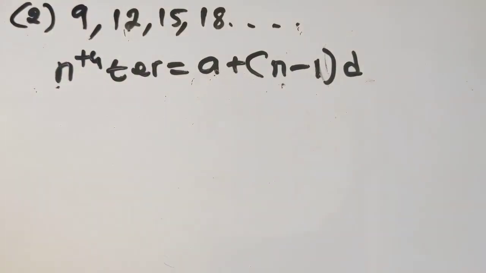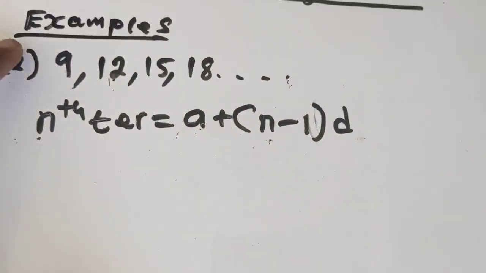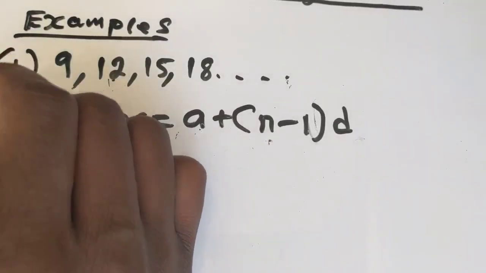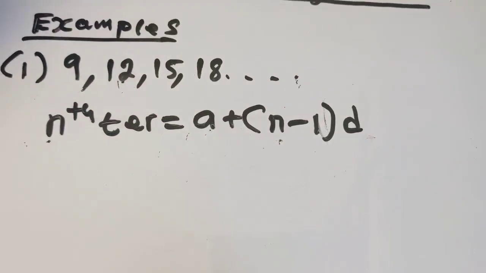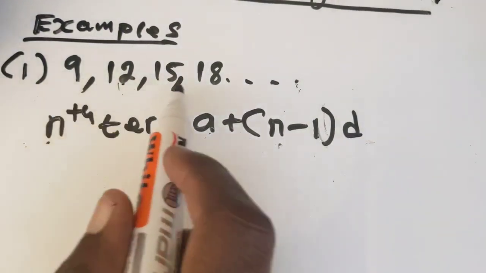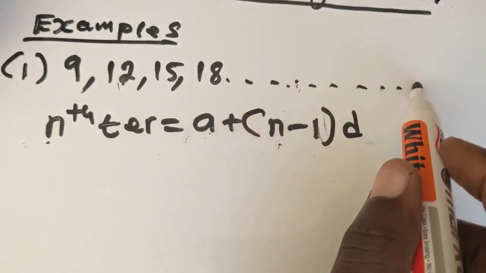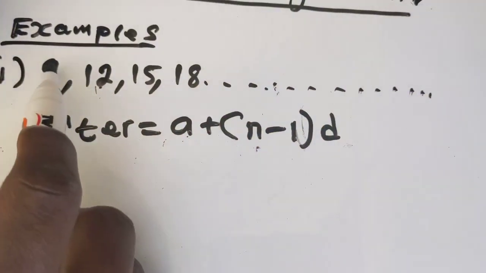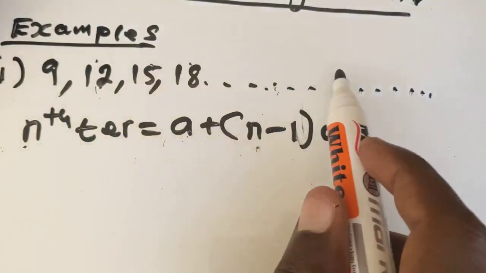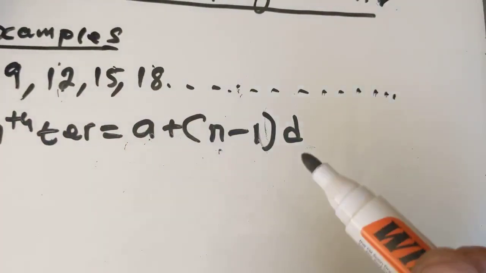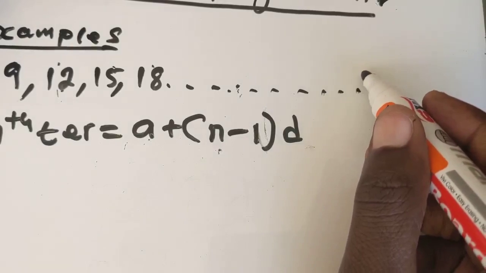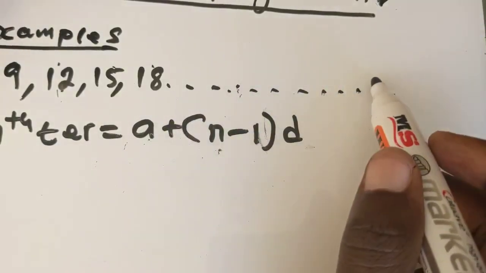So let's take it for instance. This is our first example. We want to find the number of terms. This is the first term, the second term, third term, fourth term, until you reach where the question says, find the 10th term.